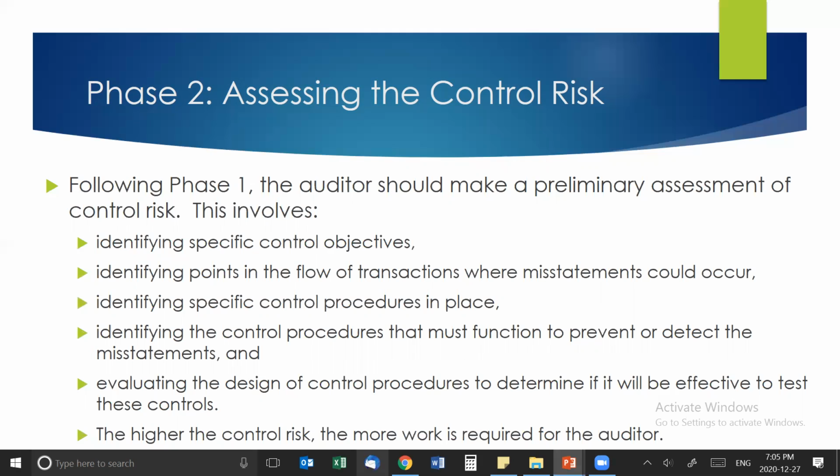Phase 2 is assessing the control risk. The auditor needs to make a preliminary assessment of control risk in their planning. So we have to identify control objectives, figure out the flow of transactions so you can find out where misstatements could occur, and identify the specific control procedures they have in place to prevent and detect misstatements. The higher the control risk, the more work is required by the auditor. A higher control risk means we would have to make detection risk lower, and a lower detection risk means more work for the auditor to do.